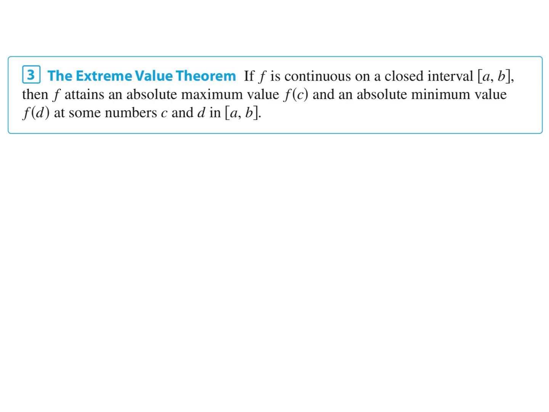All right, so the extreme value theorem says if f is continuous on a closed interval, AB, closed, meaning A and B are endpoints, so this interval has endpoints, then f attains an absolute maximum value, f of c, and an absolute minimum value, f of d, at some numbers. Somewhere along the way, if it's a closed continuous curve, there's going to be a max and a min. That's all it's saying.